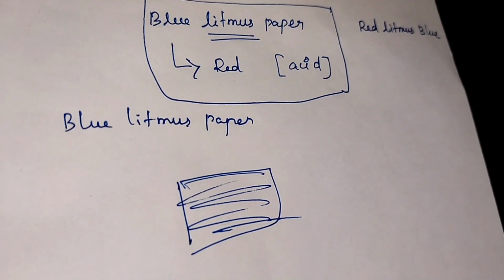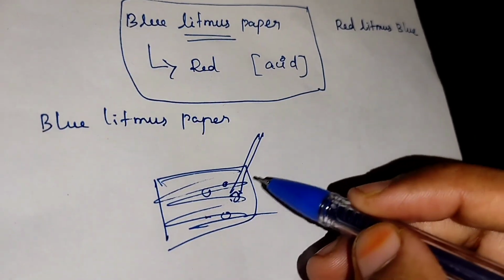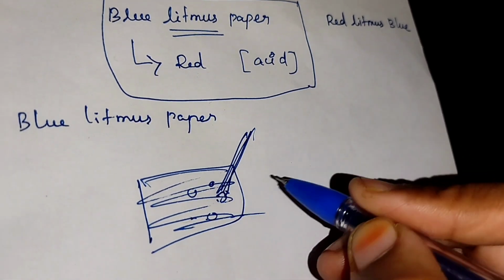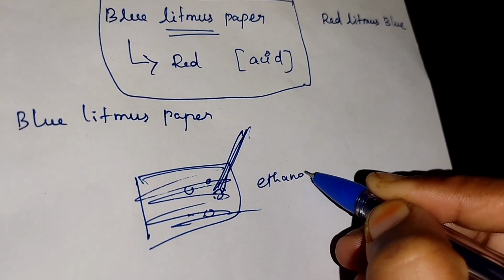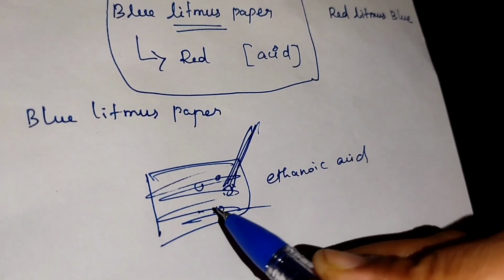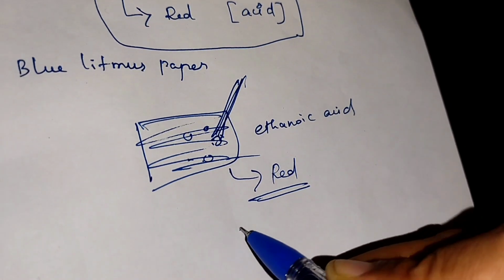In this litmus paper, I am putting a few drops of acetic acid, by using a dropper. This is a dropper. I am putting 2 to 3 drops of ethanoic acid. Ethanoic acid and acetic acid are the same. Afterwards, this blue litmus is changing into red. So definitely this is an acid group.